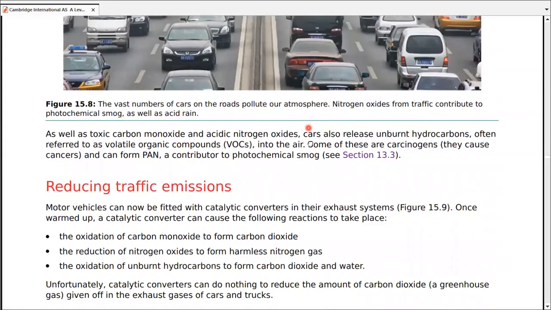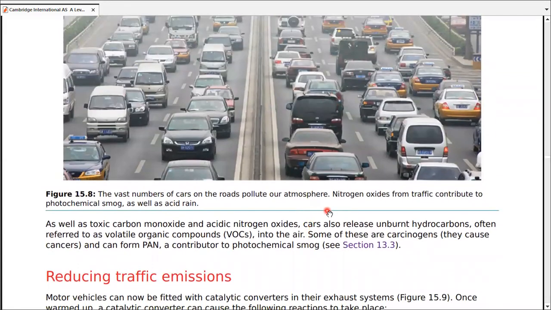Now, the vast number of cars on the road pollute our atmosphere. Nitrogen oxides from the traffic contribute to photochemical smog as well as acid rain. So, cars sometimes release toxic carbon monoxide, acidic nitrogen oxides, and unburnt hydrocarbons. Remember, hydrocarbons are commonly abbreviated as HCs, unburnt HCs, or volatile organic compounds, abbreviated as VOCs. They are all pollutants, be it primary or secondary pollutants.